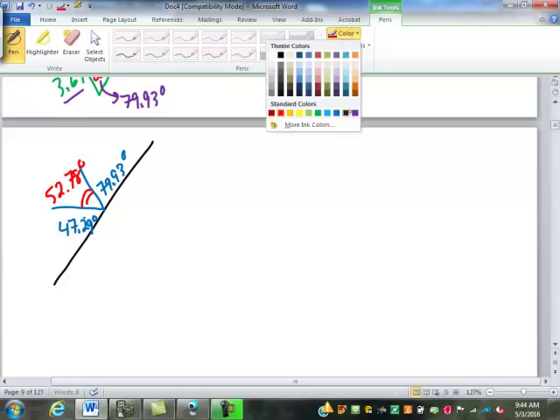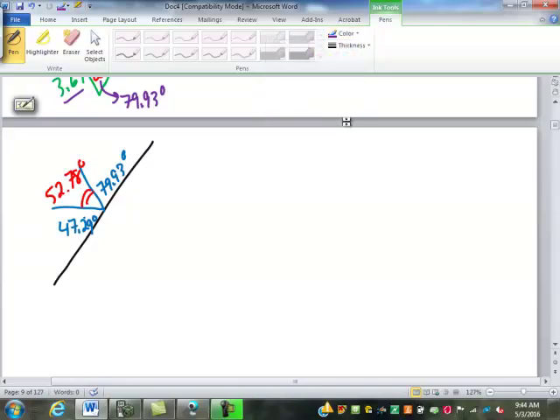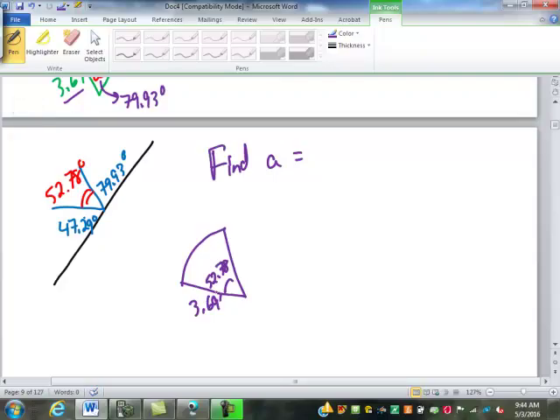Any questions so far? Here's my task for you right now. Find A, which is the length of that arc. You know this angle is 52.78, and you know this radius is 3.69 feet. So quickly in your notes, find A, the length of the arc.